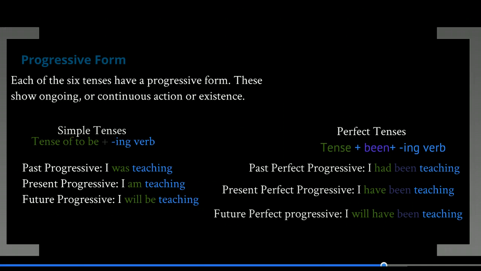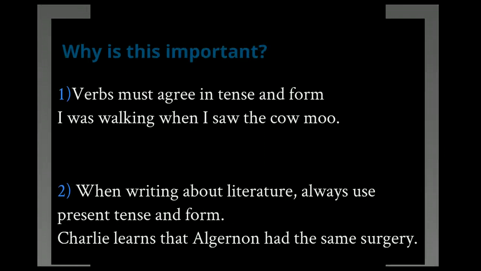But the question we want to ask ourselves is, why is this important? Okay, well, it's important for two reasons. The first one, our verbs must agree in tense and form. So if I'm writing a short story, typically short stories are written in the past tense, so then all my verb tenses and forms must then be in past tense. Okay, so notice here, I was walking, was is past tense, when I saw the cowboy. So this is my past progressive, right? For a while, this action was happening, but this action only happened once. But they're both past tense. So that's why they agree.